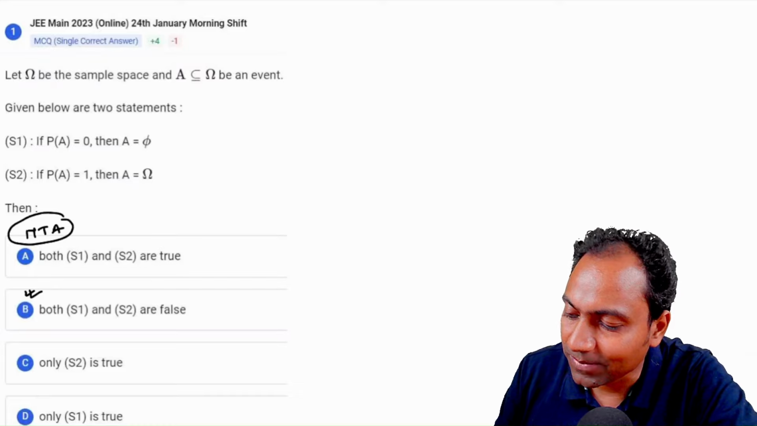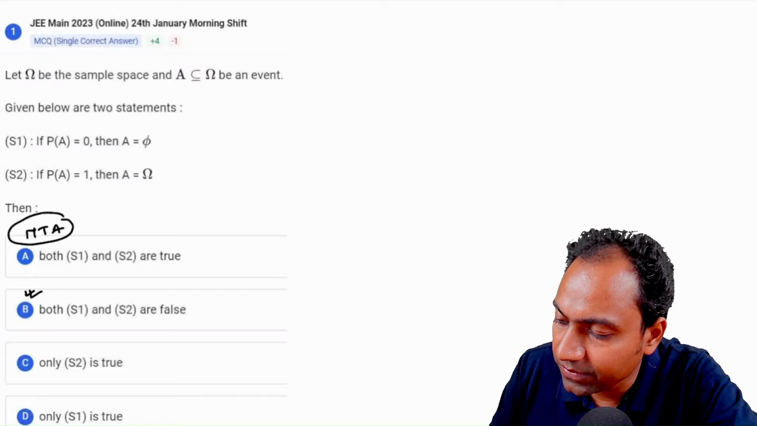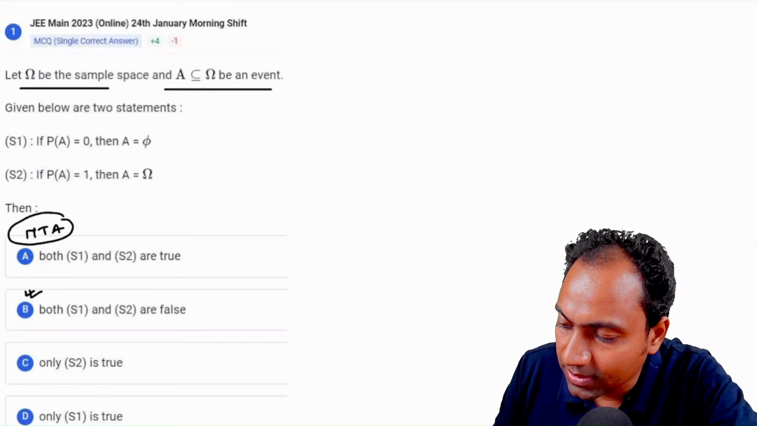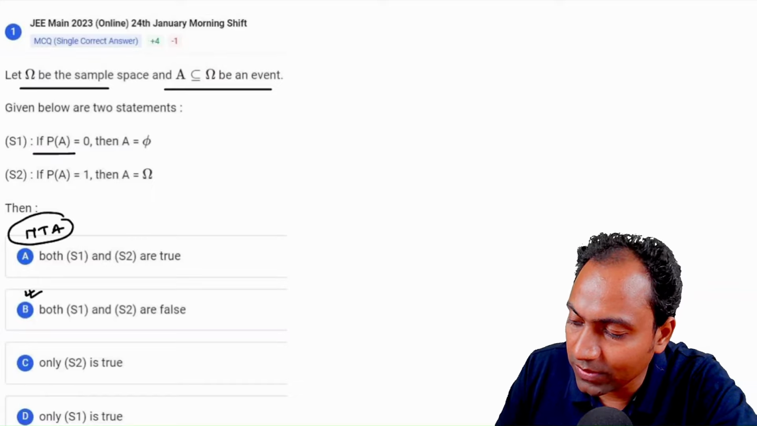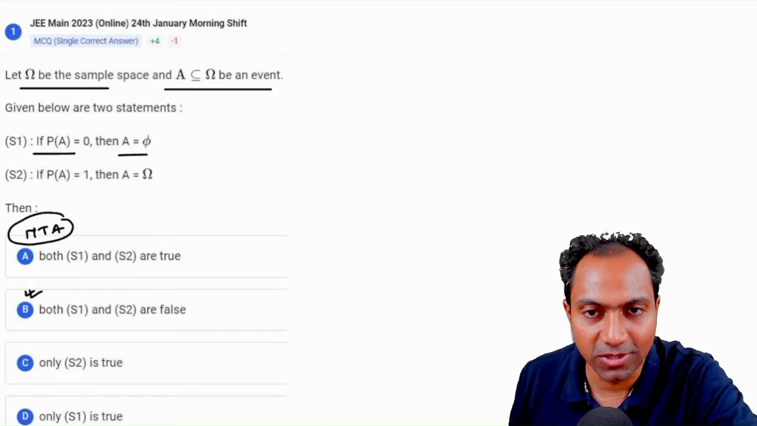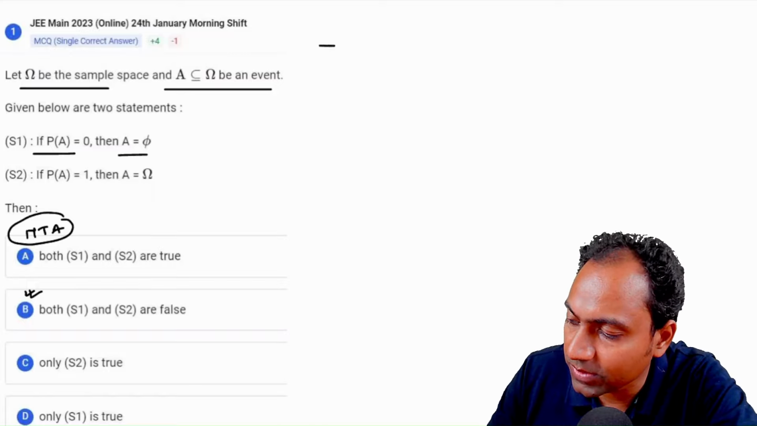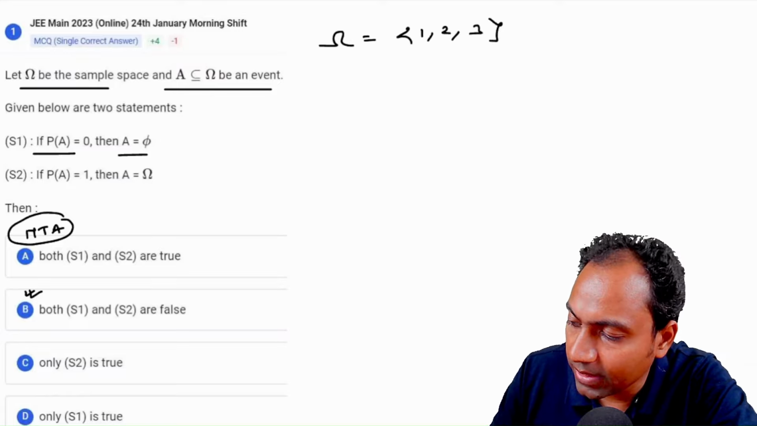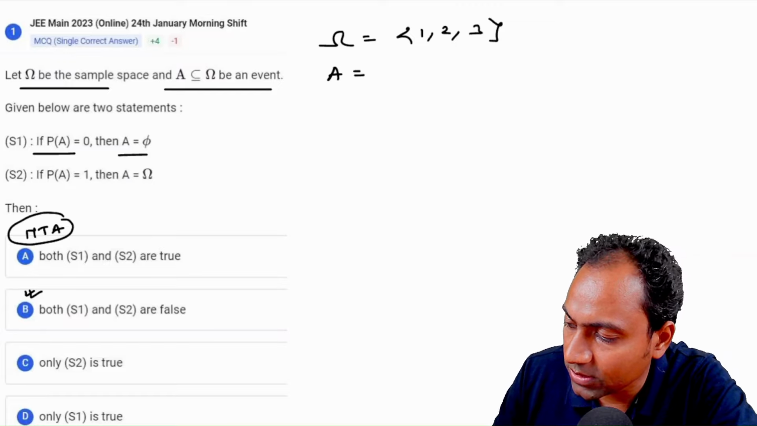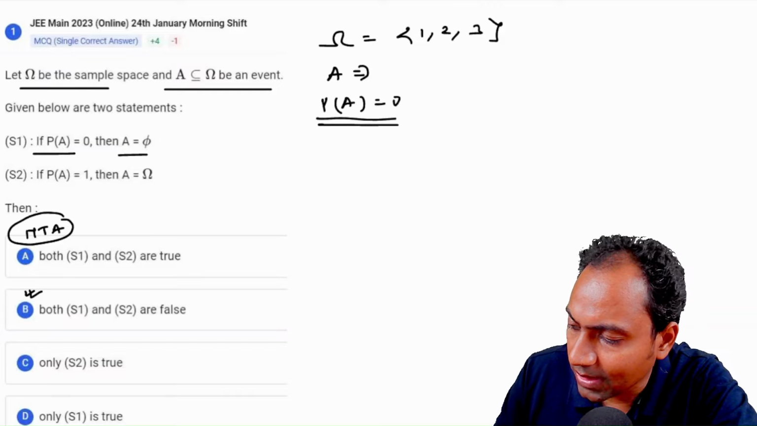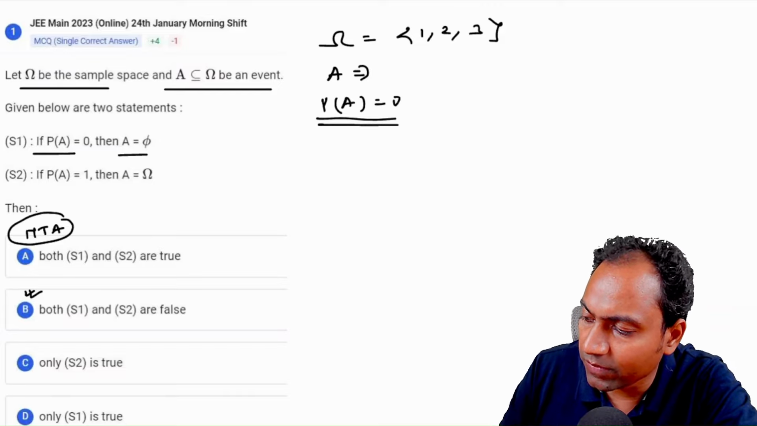In this question, they are saying that if omega is a sample space and A is a subset of omega, an event, then there are two statements given. If probability of A is 0, then A is a null set. If you think of this whole scenario from a discrete set scenario, for example, if I take my sample space as nothing but 1, 2 and 3, and A is an event out of this, and I'm saying that probability of A is equal to 0, then from the classical probability point of view, there is no favorable case here.